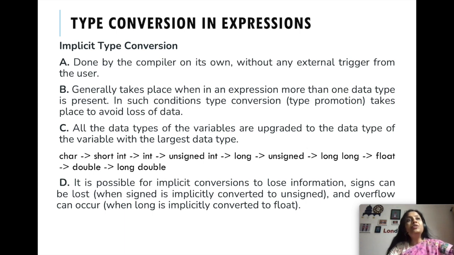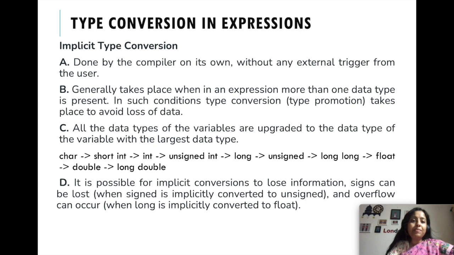Now we are coming to the types of type conversions. So dear students, we have two types of type conversions in C. One is the implicit type conversion, the other is the explicit type conversion. First we will study about the implicit type conversion.